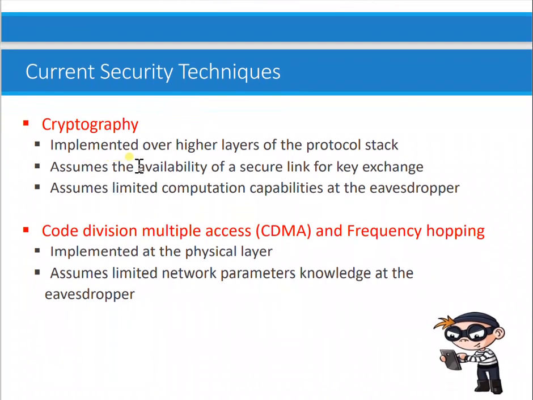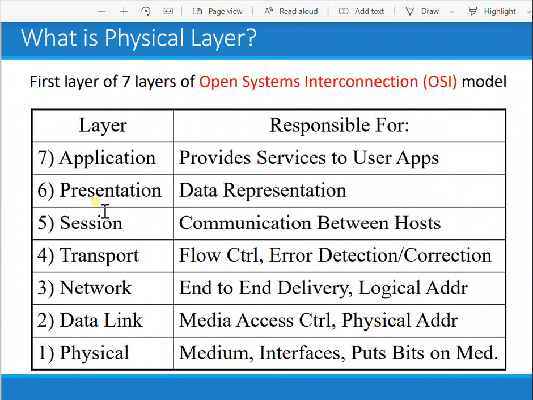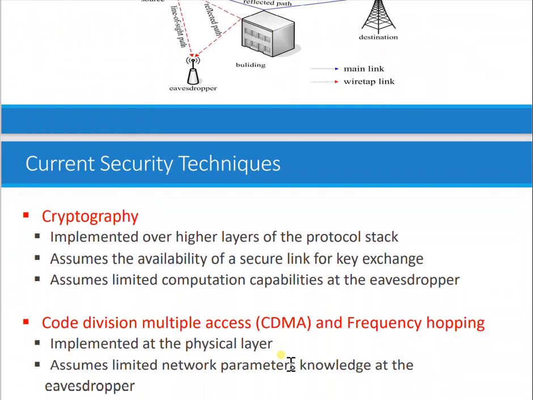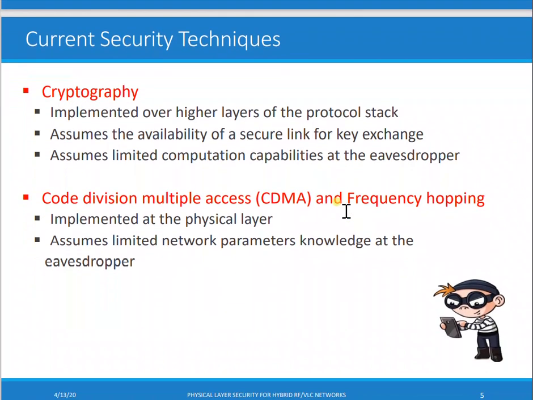So the security is implemented on the higher layers, so it assumes the availability of a secure link for key exchange, because we are above the link. That's why we have to assume there is a secure link. It also assumes limited computation capabilities at the eavesdropper. We use encryption in cryptography, but encryption may not be useful if there is a powerful machine that can break it.